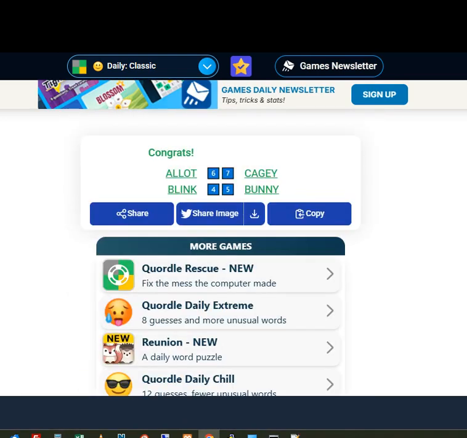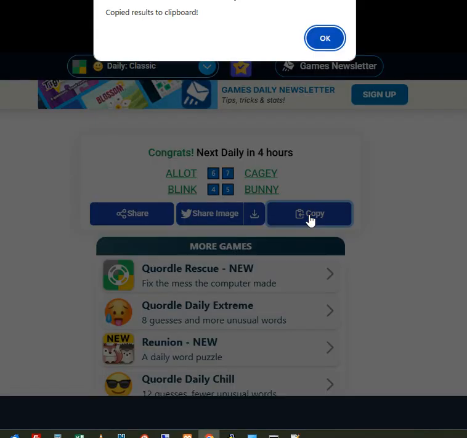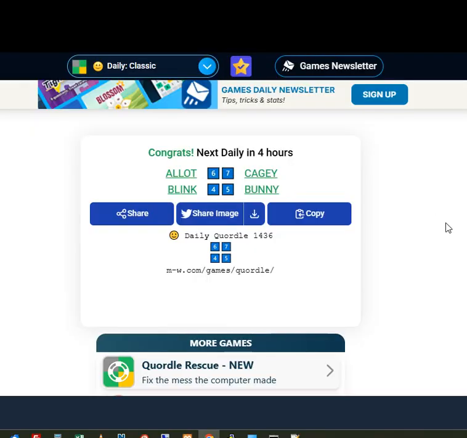So I got a little lucky there, and I found all 4 words within 7 guesses, which is pretty good. I would have had an 8th and a 9th guess if I needed it, but this time I didn't need it. And when you play the game, you can click on the copy button, and you can copy the results and share it with other friends. And that's how you play Quordle by Merriam-Webster. Also see my video on Wordle, which is a New York Times game.